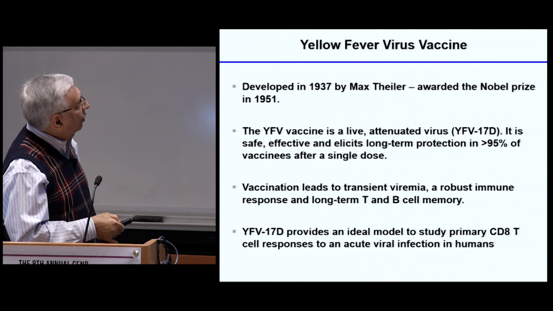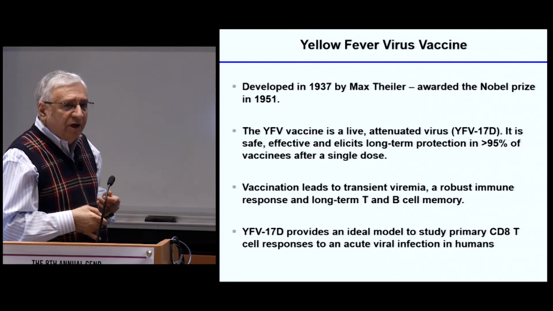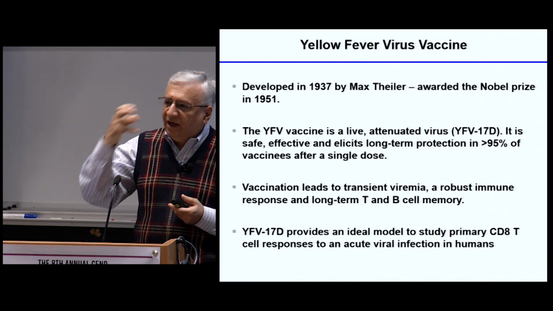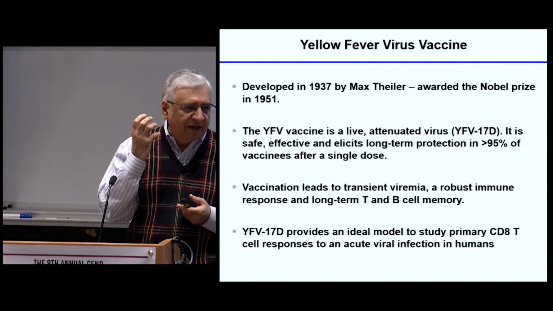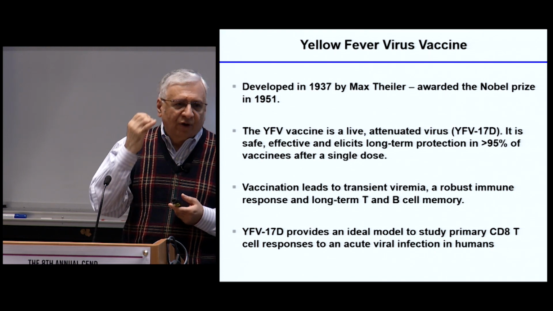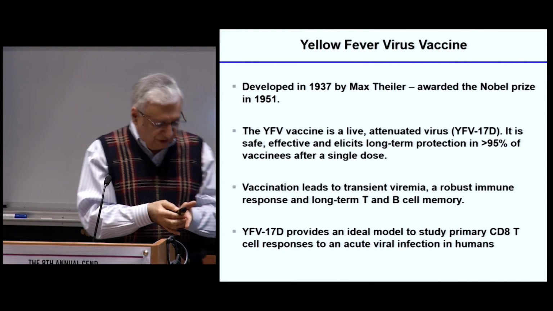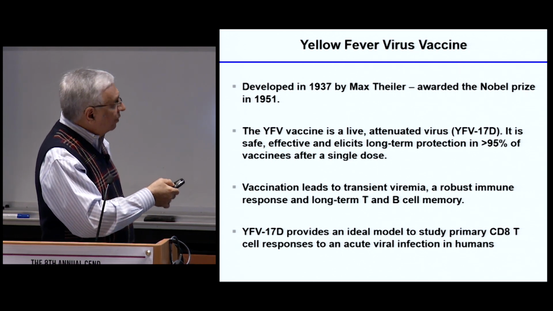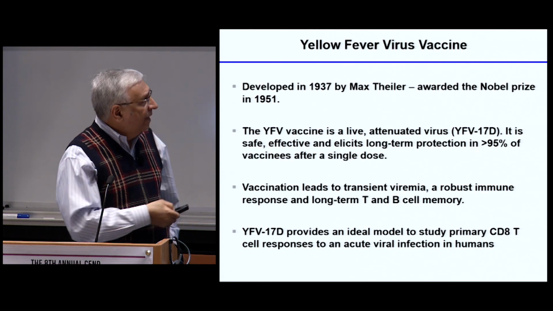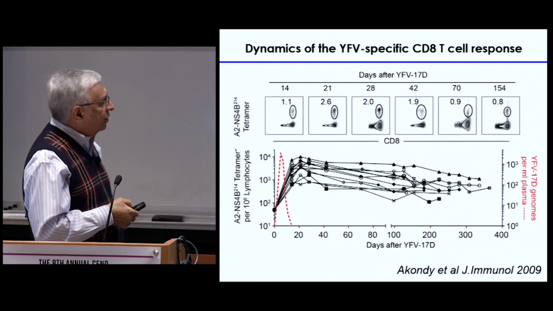It elicits both long-term T and B cell responses. Protective immunity in this system is predominantly due to having very high levels of effective neutralizing antibody. But this vaccine also generates very good long-lived CD8 T-cell memory responses. So this is the system that we have used to study human CD8 T-cell responses after an acute viral infection. And a couple of papers were published by us.